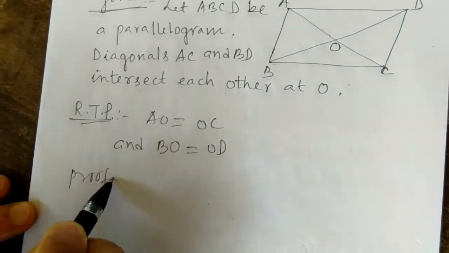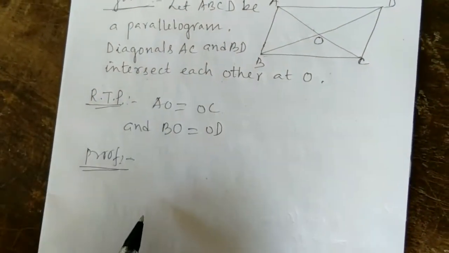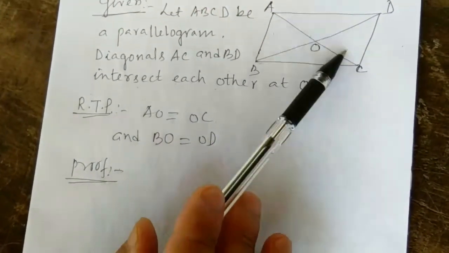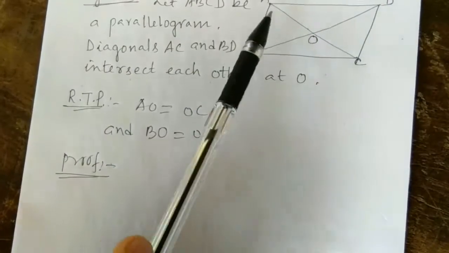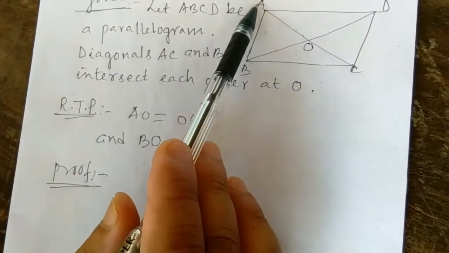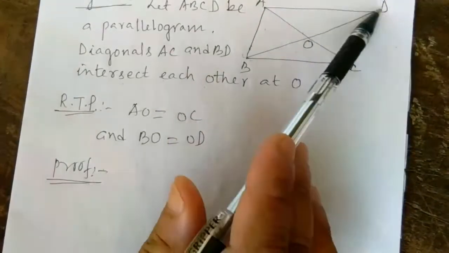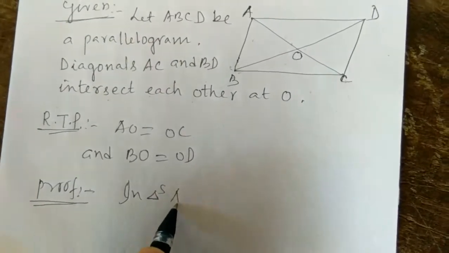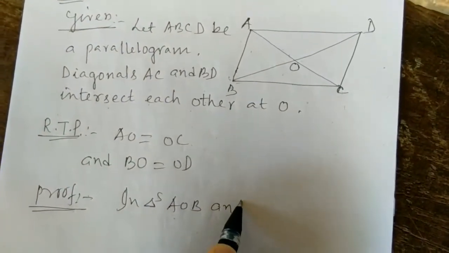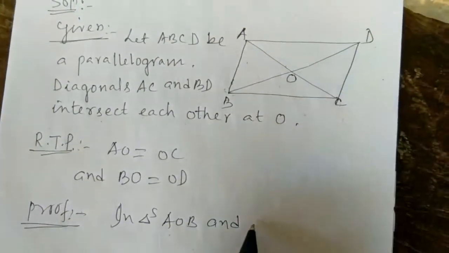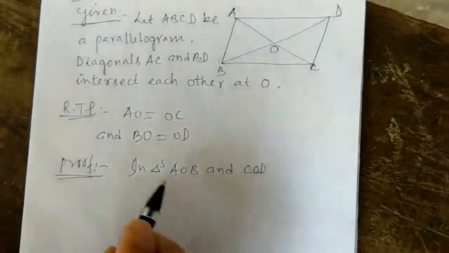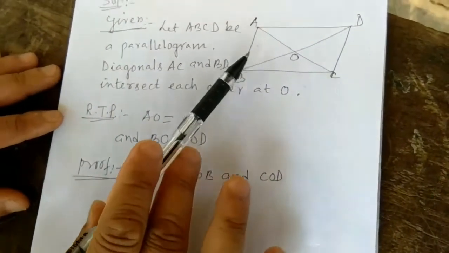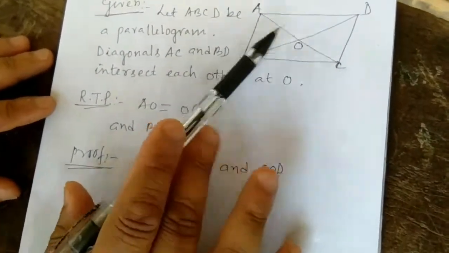Okay, proof. So how to do the proof? You see very carefully, here 1, 2, 3, 4 small triangles are there. We have to take any two opposite triangles. I'm taking AOB and COD. You can take AOD and BOC also. So let me take triangles AOB and COD. By applying any one of the three postulates, first you prove that these two triangles are congruent.